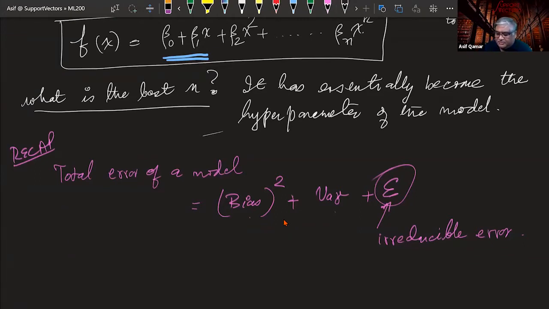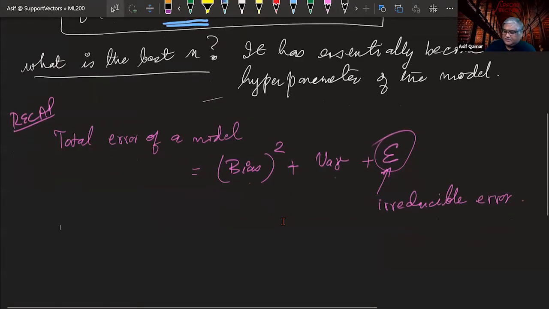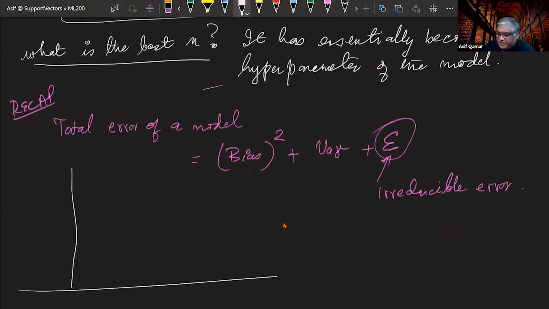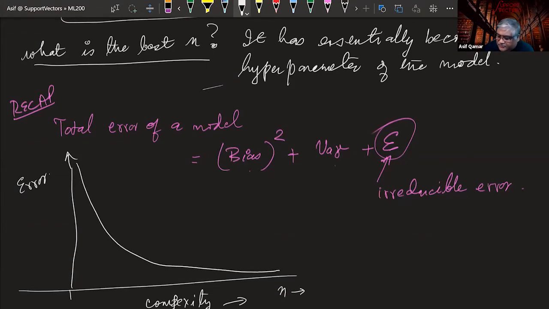So let me draw the bias variance trade-off again. And by now, you should be quite familiar, I hope, with this. As you increase the complexity of the model, for example, in the case of polynomial, as you increase n, the bias error of a model, as you build more and more complex models, will keep going down like this. What about the variance errors?